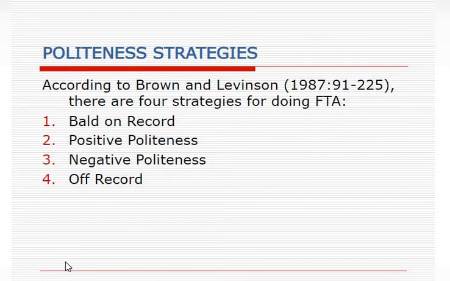According to Brown and Levinson, there are four basic strategies for doing a face-threatening act: bald on record, positive politeness, negative politeness, and off record. Let me tell you what these strategies are and what the further types of these strategies are.